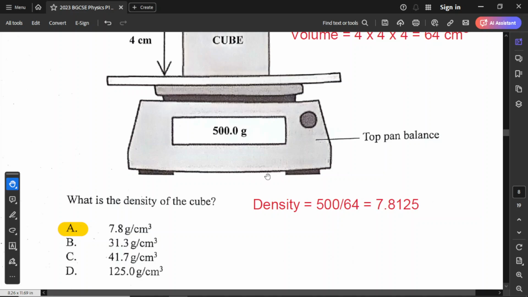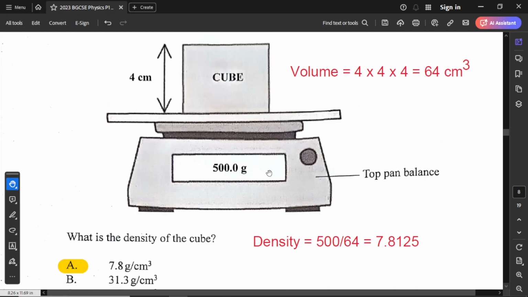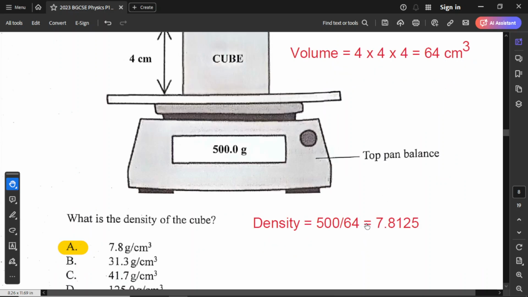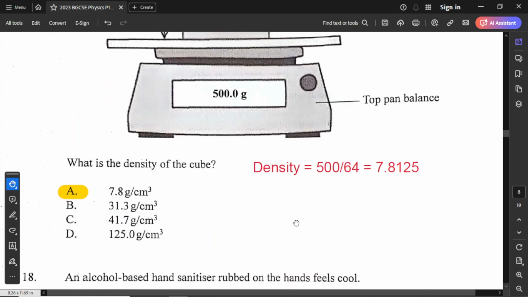And so the density will be the mass over the volume, and the mass here is 500, as we see on the scale, and the volume is 64 cubic centimeters. So therefore it is 7.8125 grams per cubic centimeter, and so A is the correct answer as a rounded-off value.